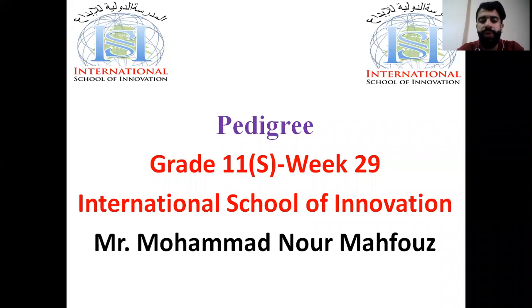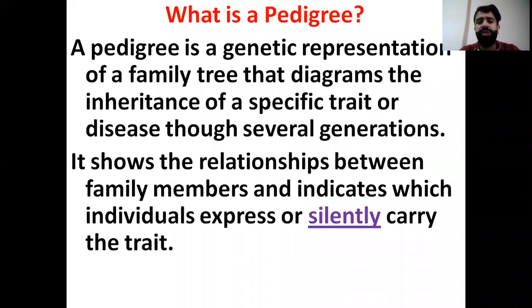In this session, we're going to continue with our idea about the pedigree in the chapter of genetics for week 29. So we started with the definition of the pedigree. What is the pedigree? Pedigree is the genetic representation of the family tree. It's the family tree, or they said it's the pedigree. What does the pedigree represent? It represents the inheritance of a trait.